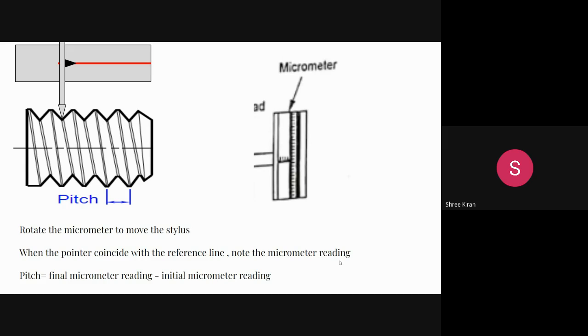Can any one of you tell me the different types of threads employed? Triangle shaped threads, square shaped threads, and trapezoidal shaped threads. These are the various types of threads which are mainly employed. We will learn more in our next class, where we will be studying the advanced measuring devices. Okay, I'll stop the class.